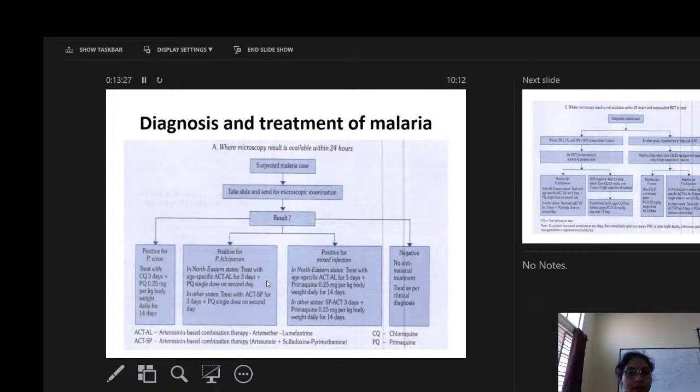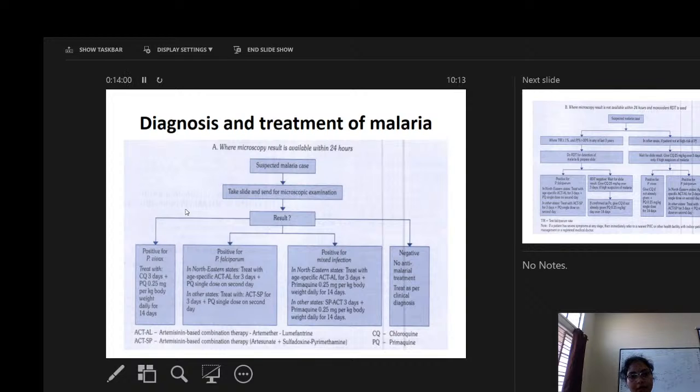Next is coming to the diagnosis and treatment of malaria. This is a flowchart from your Park textbook only, and I will try to explain it. Now you suspected a case and took a test, and the microscopy result is available within 24 hours. What do you do in such cases? If you suspect a malaria case, you take a slide and send it for microscopy examination. Then you wait for the result.